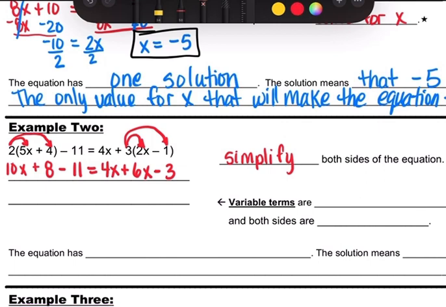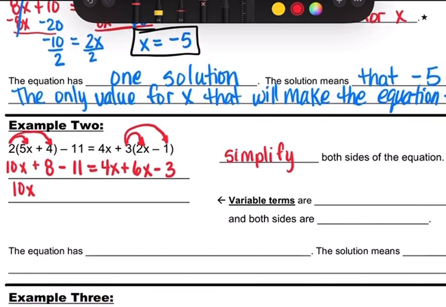So now we want to combine our terms. We want to combine our constants together, and we're going to combine our variable terms together. So 10x, bring that down. 8 minus 11 is a negative 3, equals 4x plus 6x is 10x, and bring down your minus 3. As you can see, both sides of the equation are the same, so the variable terms are the same. Therefore, both sides of the equation are the same, which is equal.